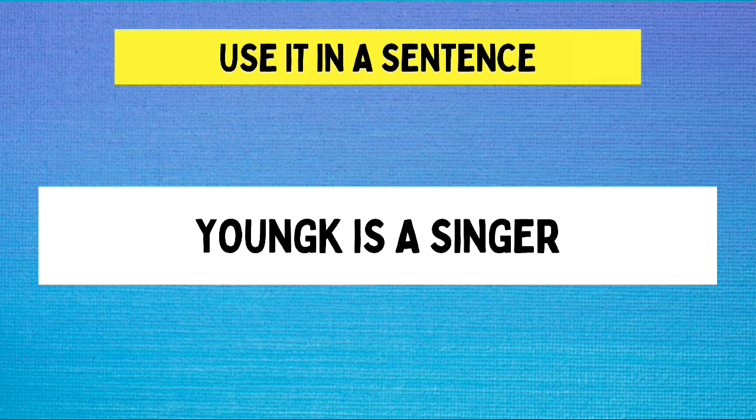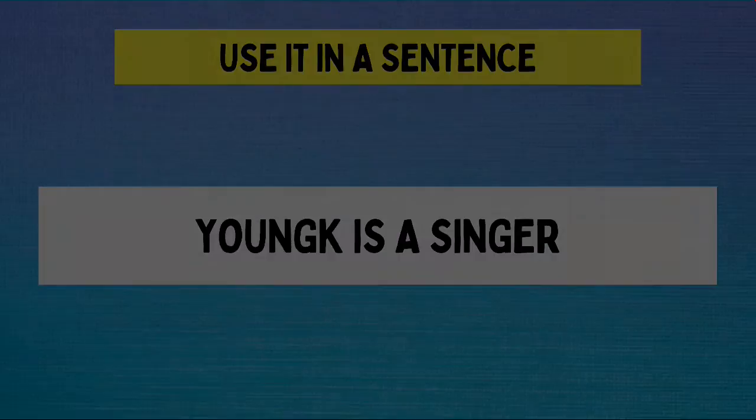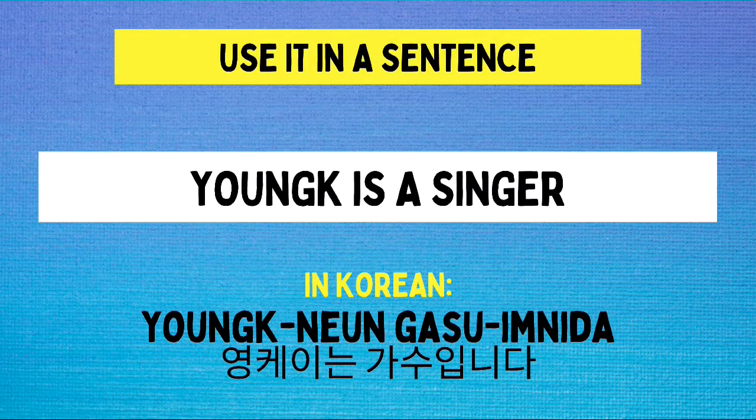Now let's try to look into this example English sentence. It says, Young K is a singer. Again, Young K is a singer. The Korean translation of this sentence is Young K는 가수입니다. Again, Young K는 가수입니다.